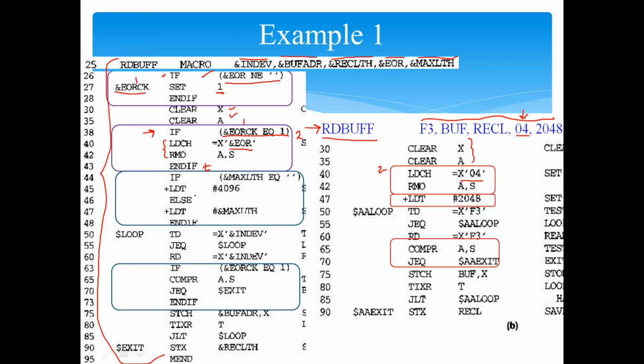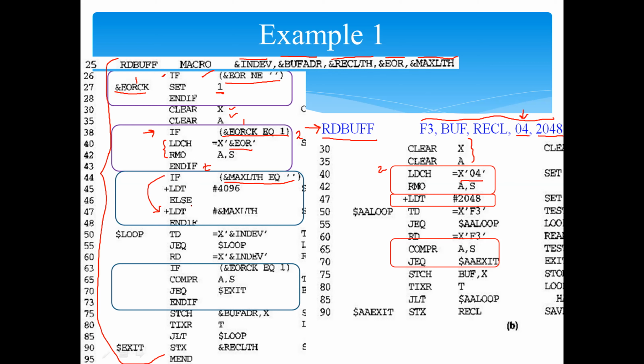Then again, you have the next if condition. Again, it will check for the condition. So what is the condition? &MAXLTH equals null. So MAXLTH is not null. You can even give a null parameter, that I'll show you. You can pass a null value also, just separated with a comma. But here it is not a null value. You have a value 2048. So this is false. Since it is false, it will execute the else statement.